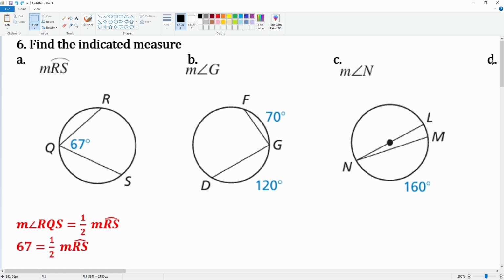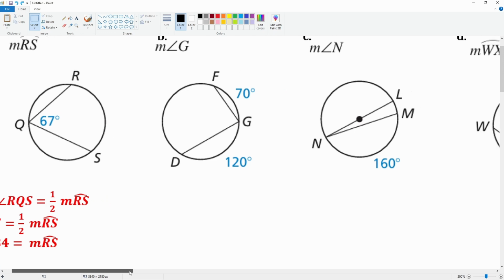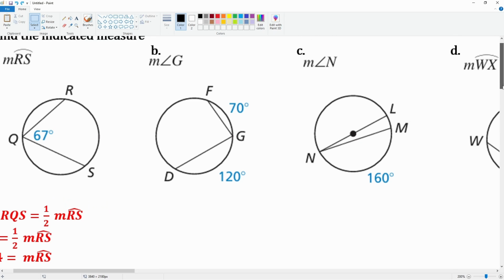Therefore the arc has to be double it, because you multiply 2 to both sides to get rid of the 1/2. So RS is equal to 134. Notice the arc always has to be bigger than the inscribed angle. Okay, let's look at the next one here.